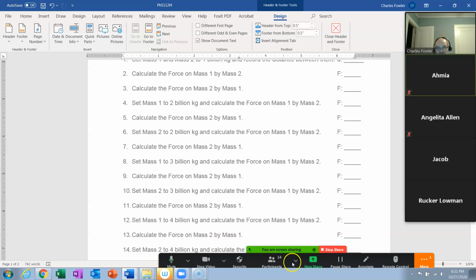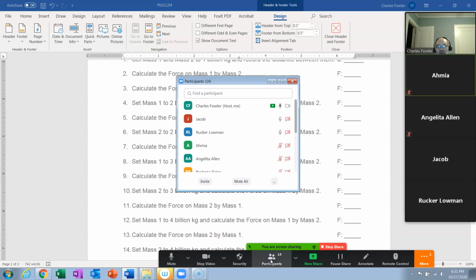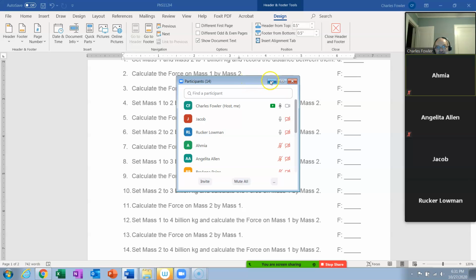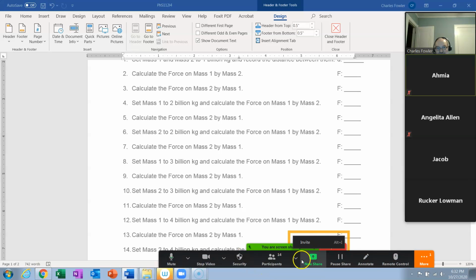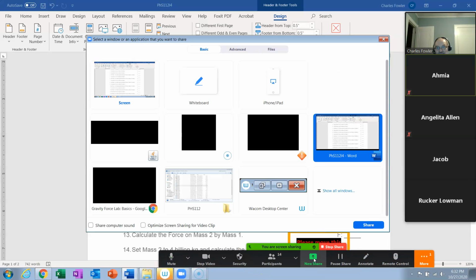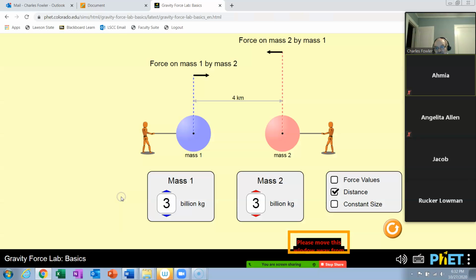Okay, so let's move down to set mass 1 to 4 billion. Okay, let me see if anyone's coming in. Let me make sure I haven't left somebody hanging. Okay, no. Okay, number 12, I'm sorry, set mass 1 to 4 billion kilograms. So let's go back to the gravity force lab and set mass 1 to 4 billion kilograms. Okay, now do your calculation. I'll clear the screen.